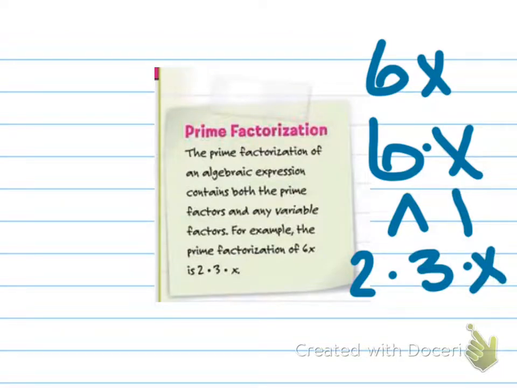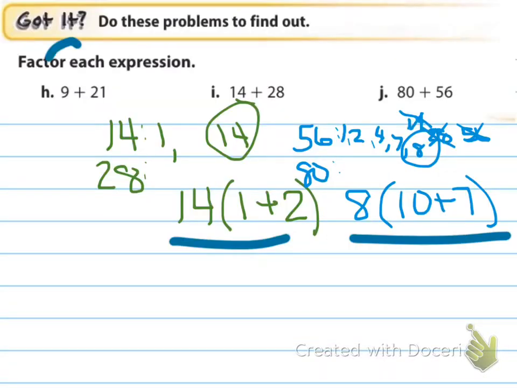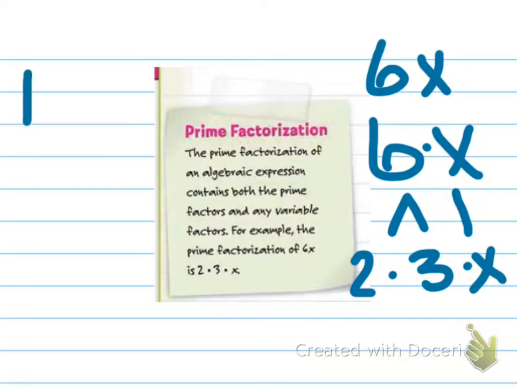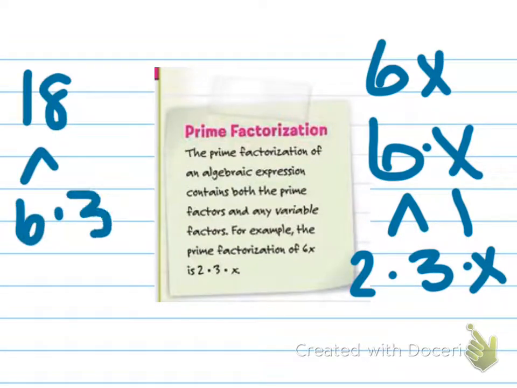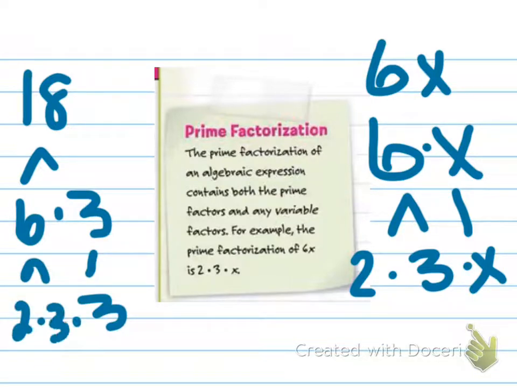The x is in a multiplication problem with 6, just like if this was 18, that's the same as 6 times 3, and then I would bring down the 3 still and say, okay, 6 is 2 times 3, and that's what 18 is. Well, this is saying 6 times x is 6 times x, which is 2 times 3 times x. Okay, prime factorization still works with the algebraic expressions.